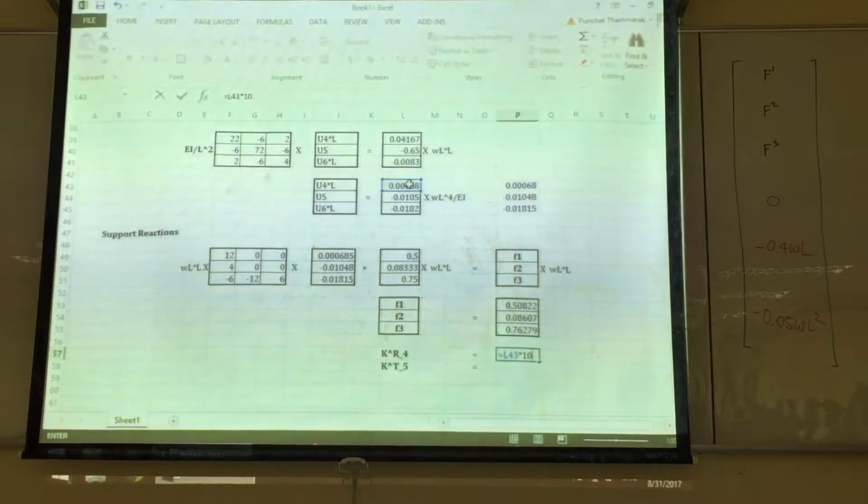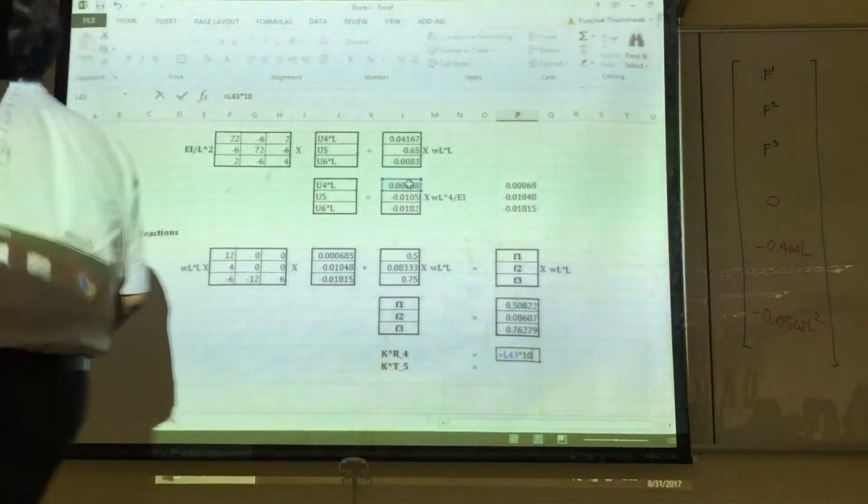Anyway, that's the force that occurs in the spring if you take the spring stiffness multiplied by the rotation. Okay, that's the force that occurs in the spring. Now you want to know the force that occurs in your structure.